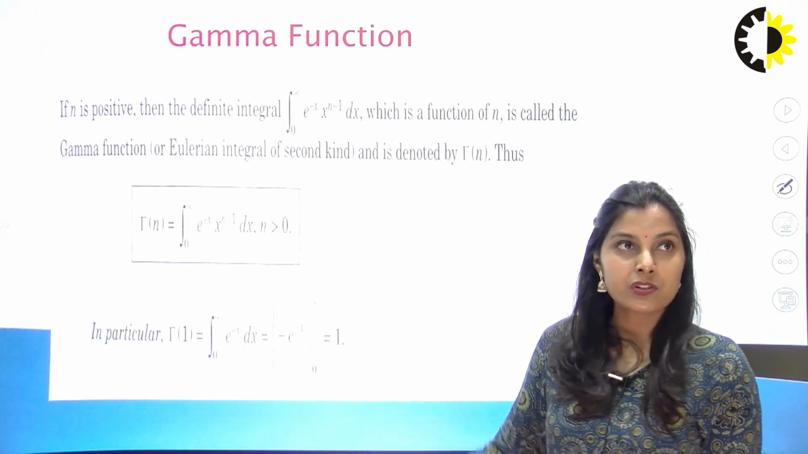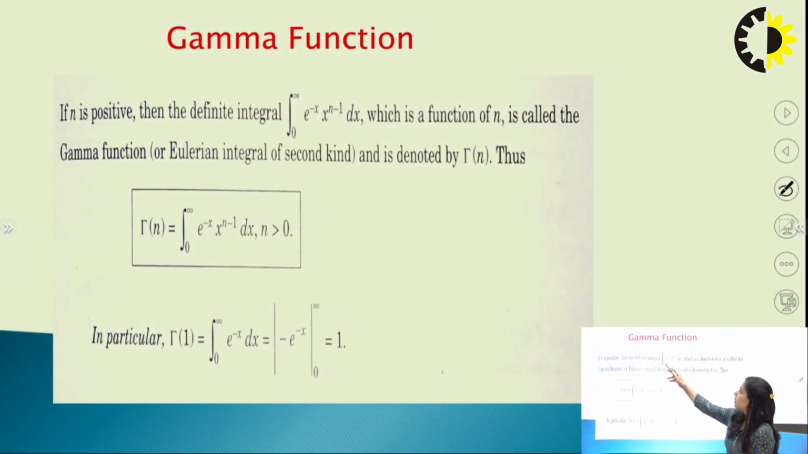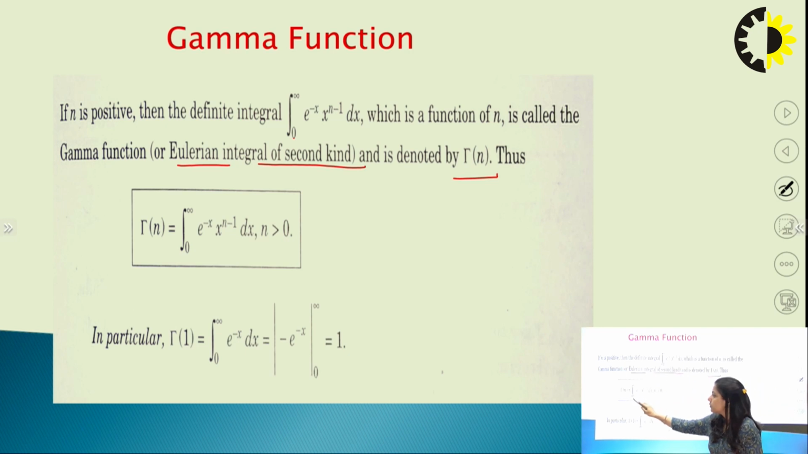Firstly, the gamma function is used to find the definite integral of this type: integration 0 to infinite e power minus x, x power n minus 1 dx. So the gamma function is denoted by gamma n, and gamma function, or Eulerian integral of the second kind, is equal to integration 0 to infinite e power minus x, x power n minus 1 dx.